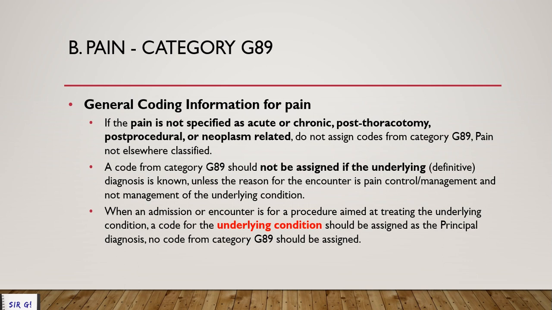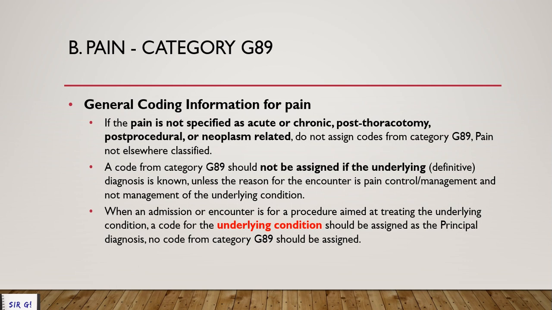No, because there's no word like acute or chronic, post-thoracotomy, post-procedural, or neoplasm related pain. But if the documentation says acute low back pain or chronic low back pain, should I use G89? Yes, because there's a word like acute or chronic.